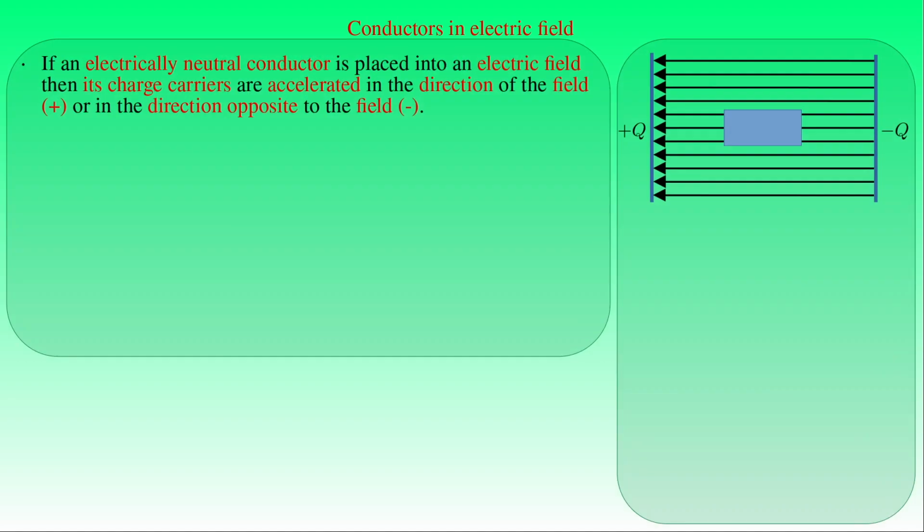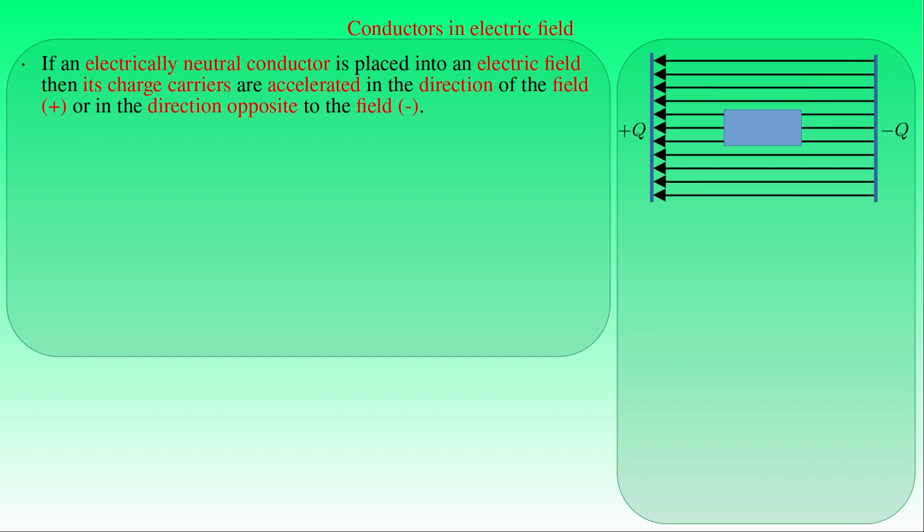In the previous examples we examined how charged conductors can produce electric field, but in some cases we also studied the behavior of electrically neutral conductors in the vicinity of charged ones. If an electrically neutral conductor is placed in an electric field, then the positive charge carriers in the conductor are accelerated by the electric field strength and gain velocity in the direction of the field, whereas the negative charge carriers are pushed in the direction opposite to the field.